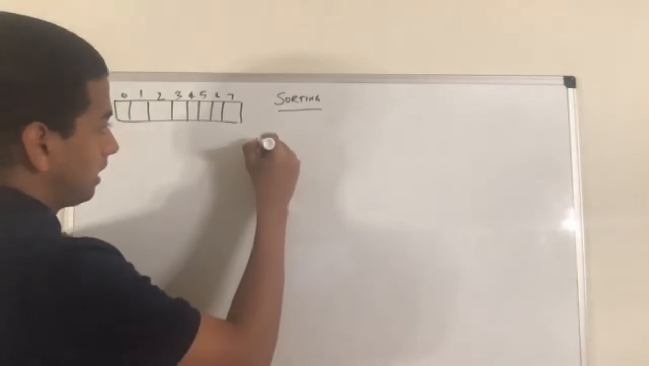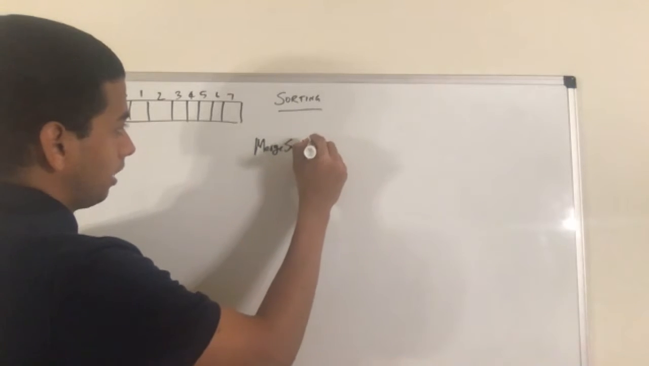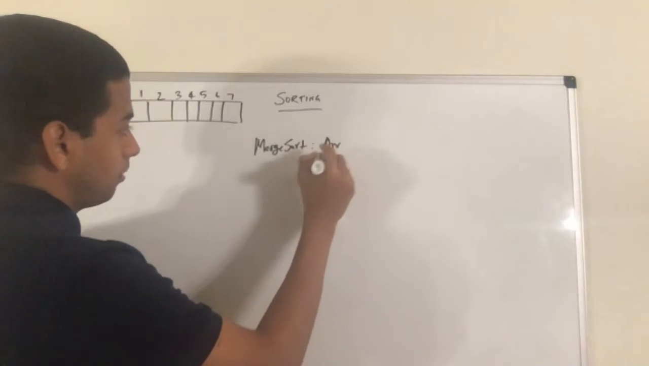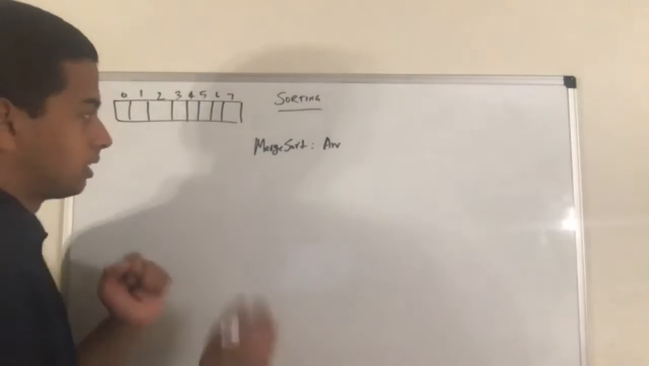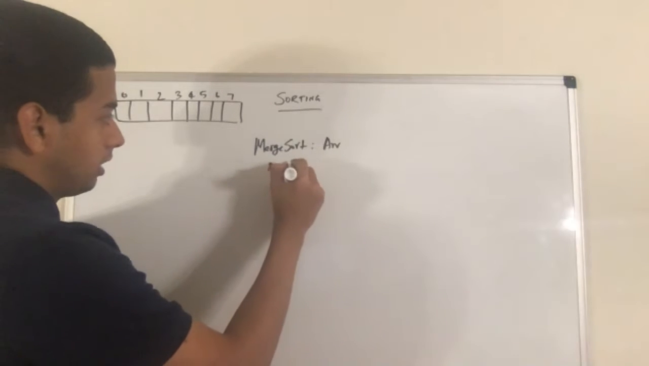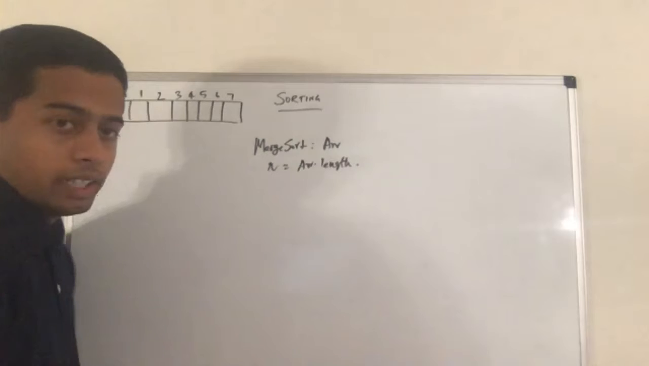Let's do that first. Let's take a merge sort parent array and it will take array as an input. So in order to partition in half, I need the length first, right? So I'm calculating the length. N equal to array dot length.